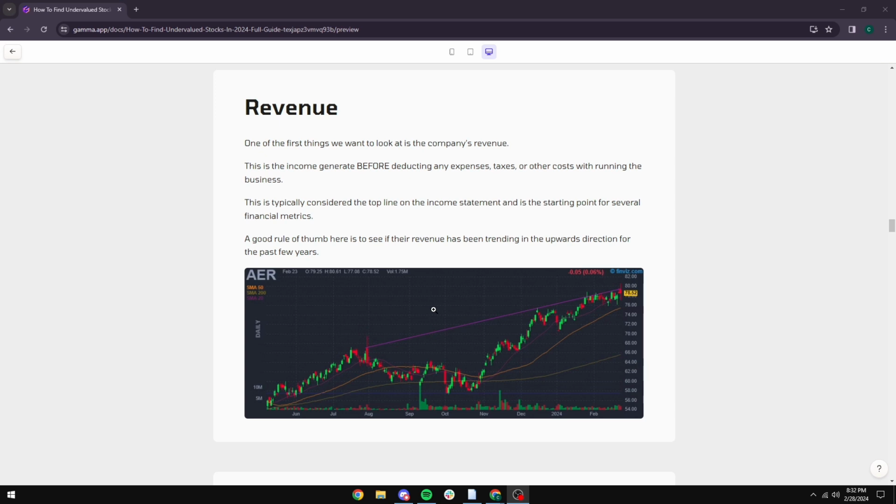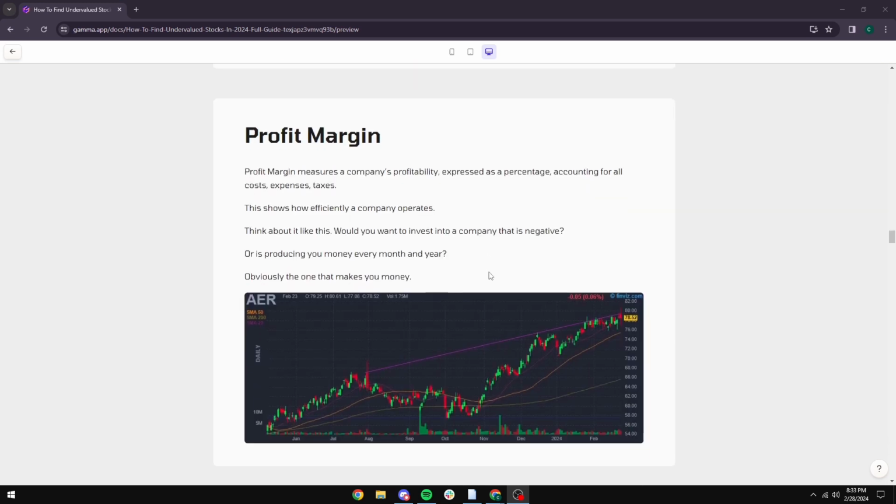This is the income generated before deducting any expenses, taxes, or the cost of running the business. This is typically considered the top line of the income statement and is the starting point for several financial metrics. A good rule of thumb here is to see if the revenue has been trending in an upwards direction for the past few years.